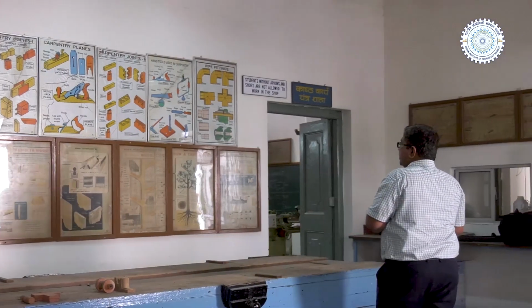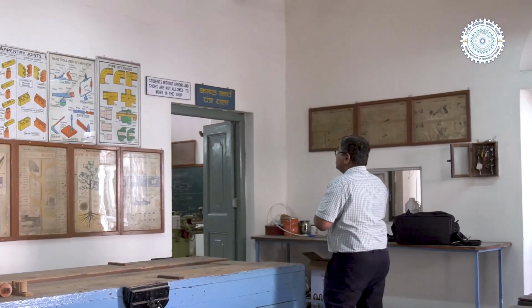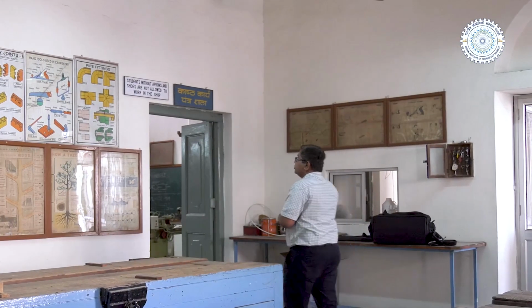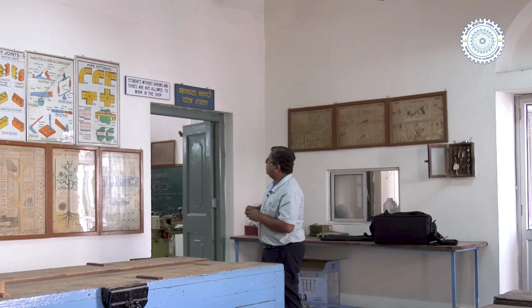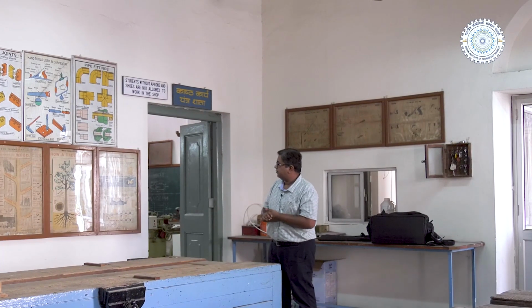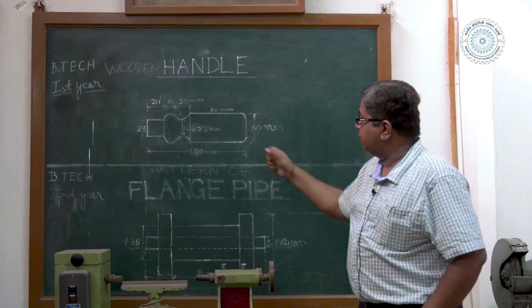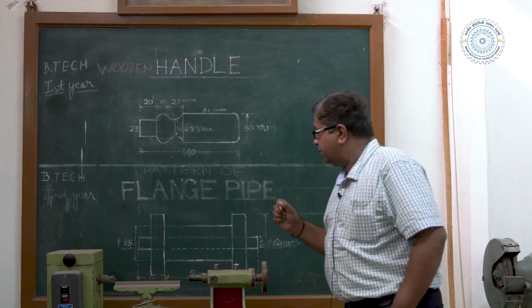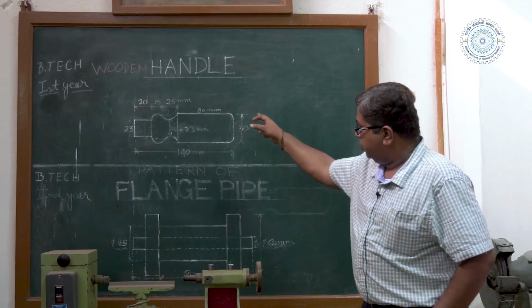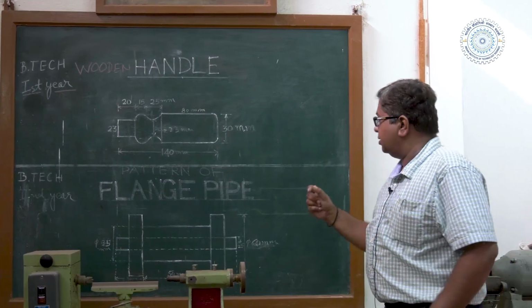Various parts are shown there. Then again various carpentry joints are shown there. Then various hand tools used in carpentry are also shown there. And lastly, various pipe fittings are shown in that figure. We have to produce this wooden handle as well as this flange pipe, but right now we are going to have a demo of this wooden handle.